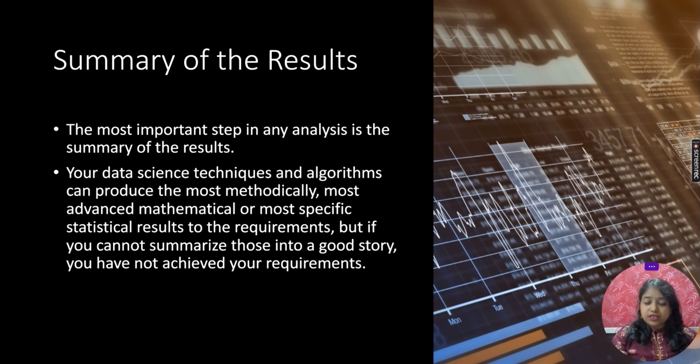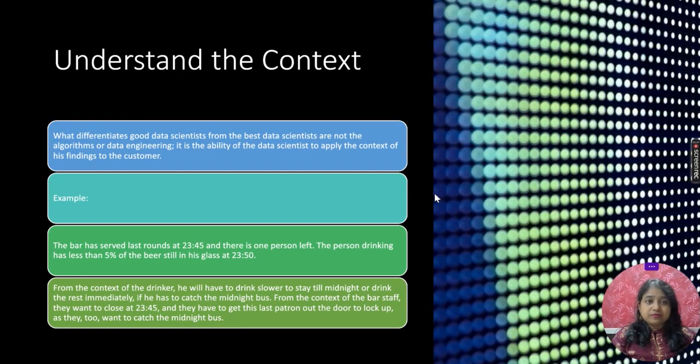Like, suppose it is the product database and we want to find out which products are required for a particular demographic area. So the data has to display the products correctly. Understanding the context: what differentiates good data scientists from the best data scientists is not the algorithm or the data engineering. It is the ability of the data scientist to apply the context of his findings to the customer.